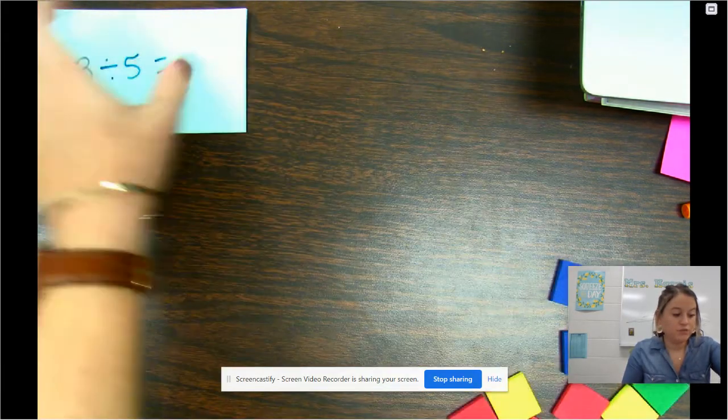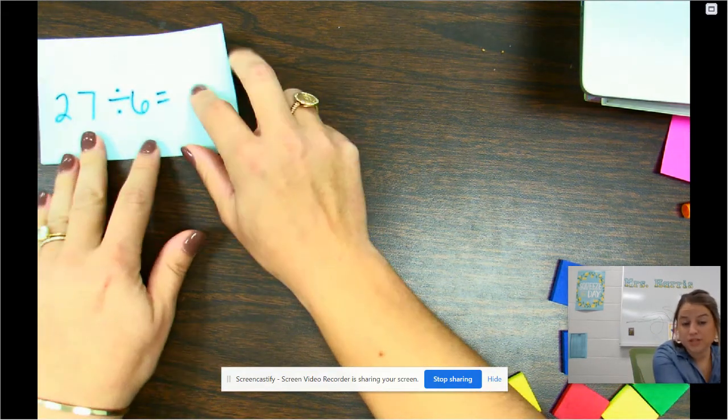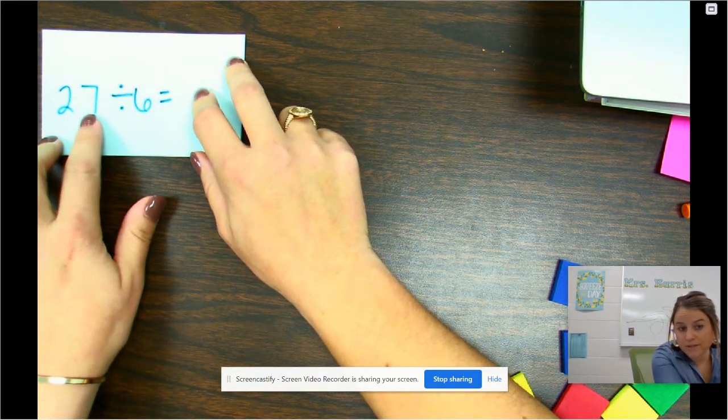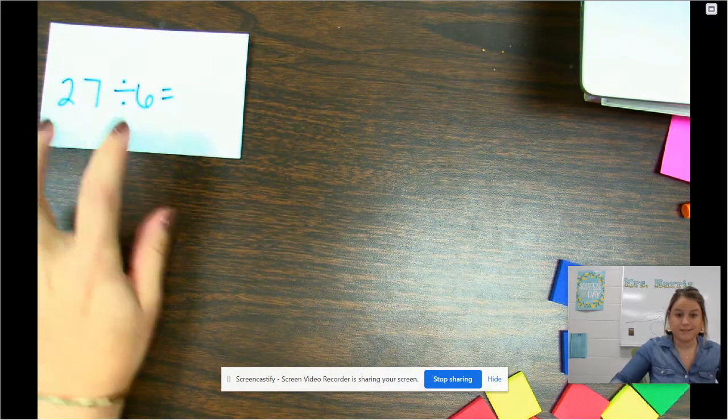Next one that we're gonna do, go ahead and pause the video after you see it so you can do it yourself with your counters. You're gonna count out 27 and divide by 6.